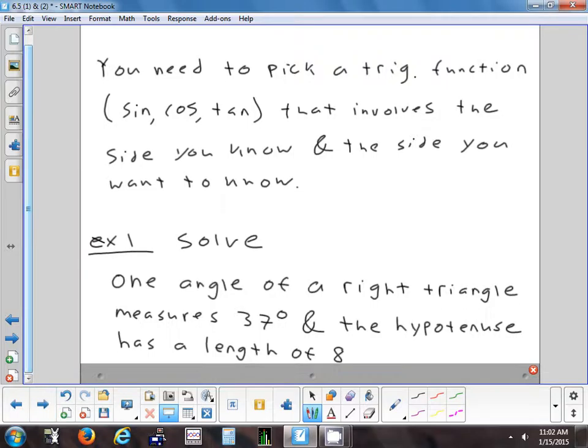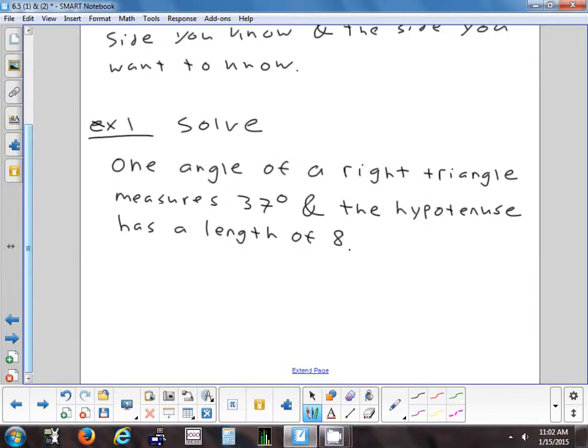So here they're telling us that one angle in a right triangle measures 37 and the hypotenuse is 8. Now they didn't tell us what angle it is. It could be alpha or it could be beta. It doesn't matter. If you make it alpha and someone else makes it beta, all that's going to happen is what you get for A and what you get for B will switch with what somebody else gets. You'll get the same numbers, just in different spots. So I'm going to make alpha 37.